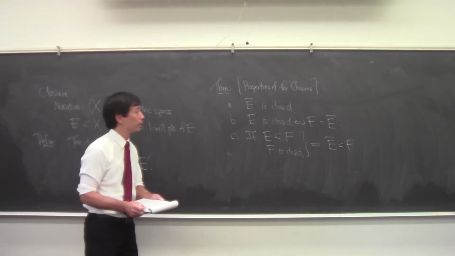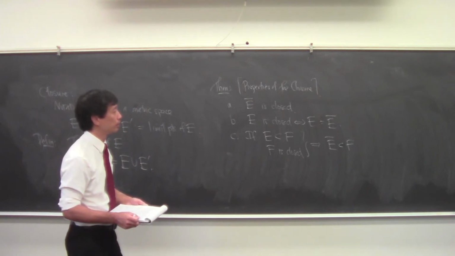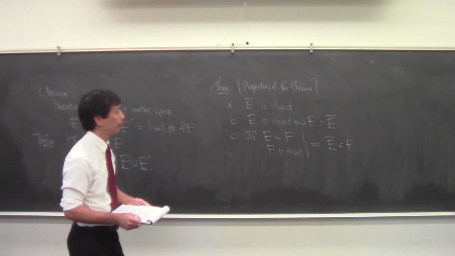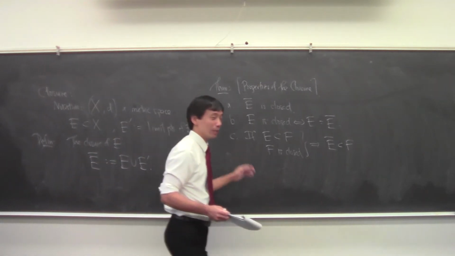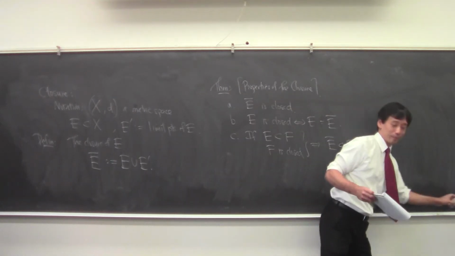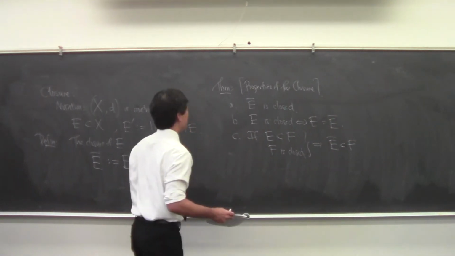Is it just because E is equal to the closure? That is why, since E is closed, then the closure is also closed. Not exactly. Something like that, but not exactly. Okay.